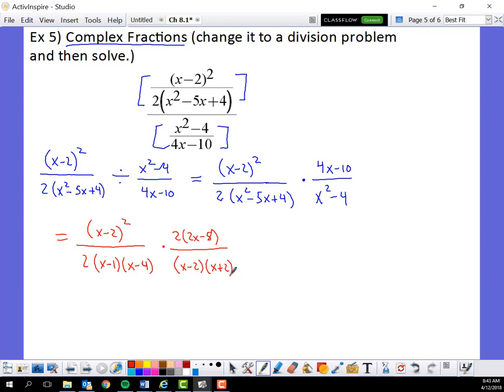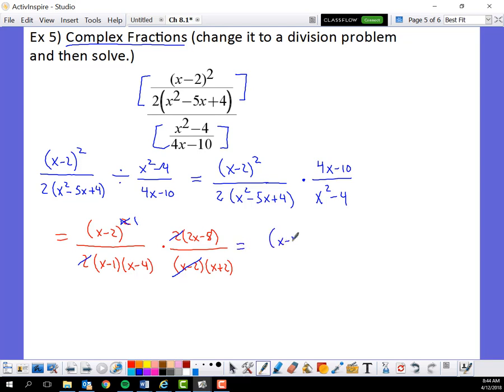Okay, so then what we're looking for is we're scanning this to try to find any terms that cancel each other out. So you should have seen a 2 and a 2 that cancel. And then this x minus 2 doesn't cancel both of these. It just drops that exponent down to a 1. Okay? So then here's what you have left over.